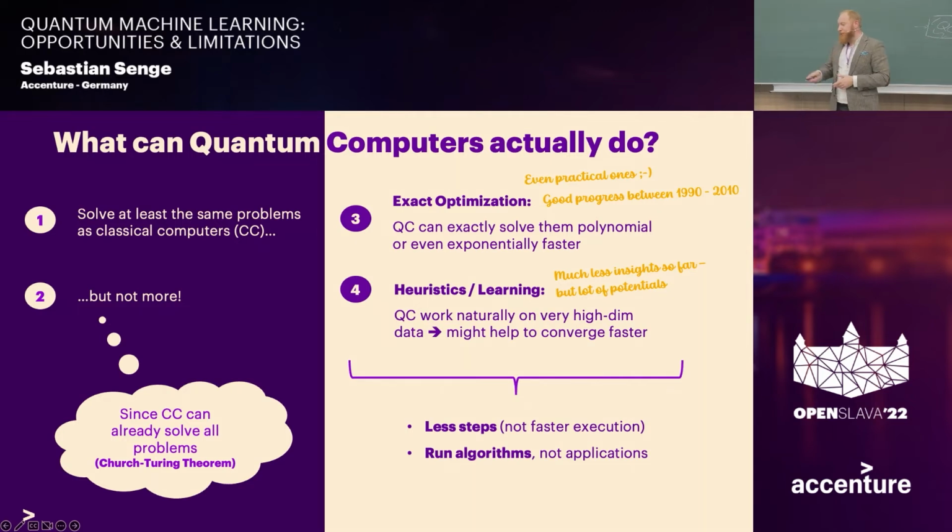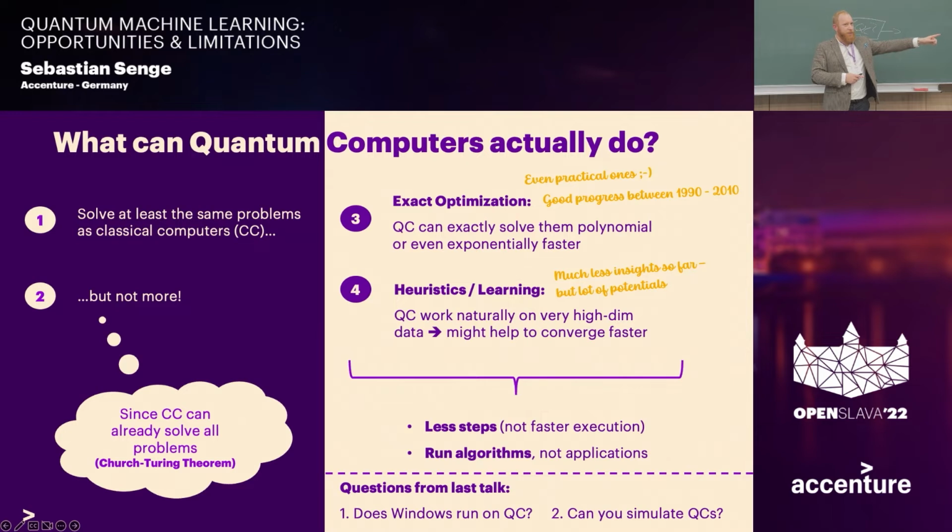So to sum up, what a quantum computer can do is save steps and require fewer steps to find an optimal solution, or for heuristics and learning algorithms, we converge faster, because as we will later see, we can exploit a high-dimensional vector space to find solutions, for example, in a neural network. And the second point is that quantum computers run algorithms, not applications.